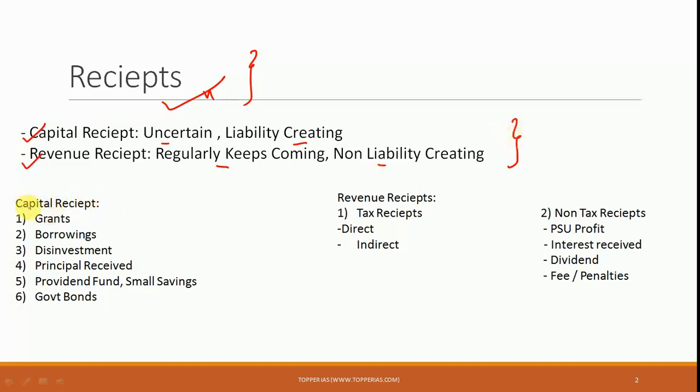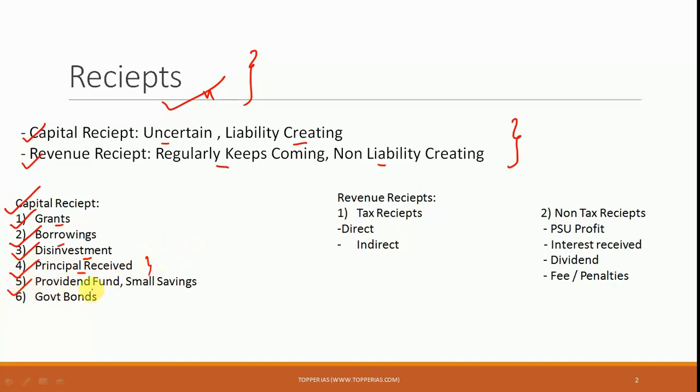Some examples are important, coming to the capital receipts, which will be uncertain and liability creating. First and foremost, grants, uncertain. Borrowings, liability creating. Disinvestment is also something that is uncertain. The government might go in for disinvestment in one year and might not go in for disinvestment in another year. Also, if a principal is received, a principal is not going to be received regularly, so that is why it is a capital receipt.